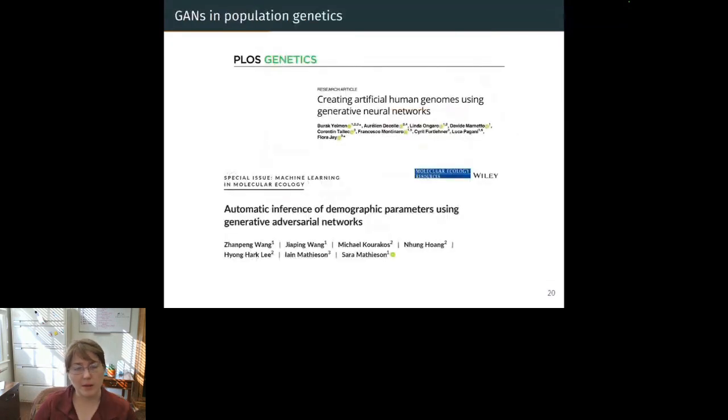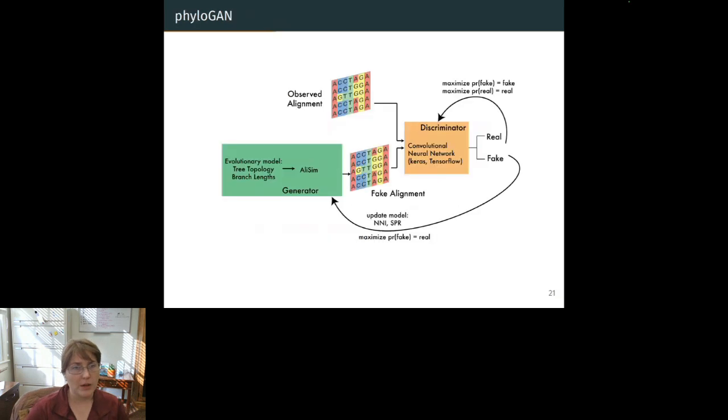GANs have been applied a few times in population genetics. In this top example, they used GANs to try and create artificial genomes. A similar approach that I'm not showing here tried to use GANs to create artificial alignments as well. And here on the bottom is an approach where they used GANs to try and infer parameters of demographic models. And this motivated our work. We wanted to try to use GANs to infer tree topologies.